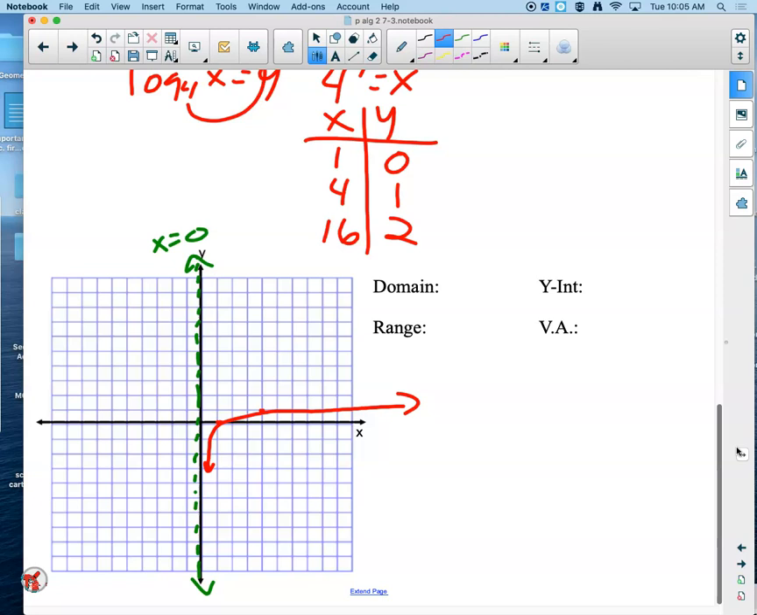All right, let's get the rest of this filled in. Domain. Yep. Can't use 0. It's an asymptote. In fact, let's put that down. Range. Up and down forever. Y-intercept. Exactly. We don't get one.